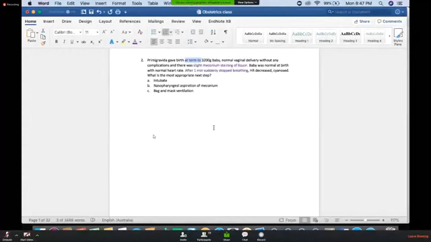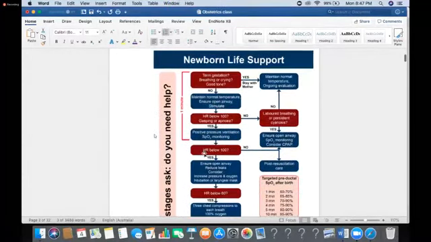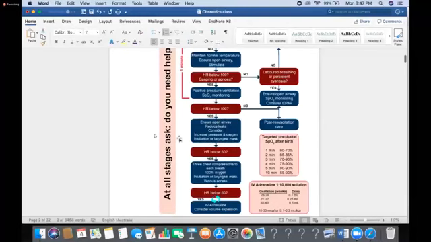Yes, doctor? So we will repeat bag and mask again. Yes, you have to repeat. You have to keep doing bag and mask until the intubation team has arrived. Okay. Got it. That's what it means.